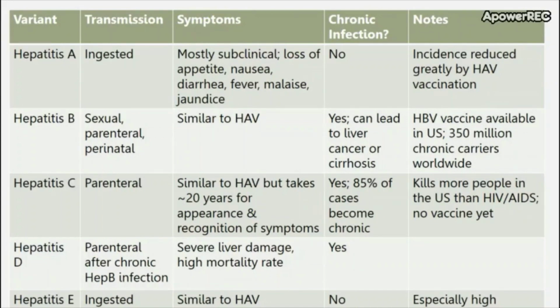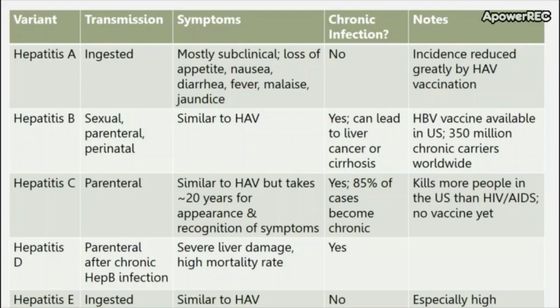With hepatitis A, the transmission is ingested. It's mostly subclinical. You have a loss of appetite, nausea, diarrhea, fever, malaise, and you can get jaundice from this. The viral load in the host is at its highest before symptoms occur, which allows the virus to spread because carriers don't appear to be sick. The incidence is greatly reduced by having the HAV vaccination.